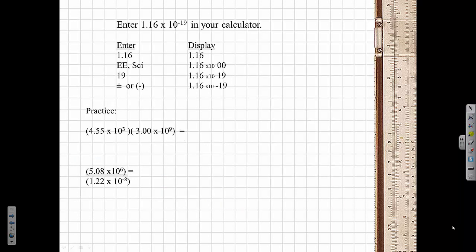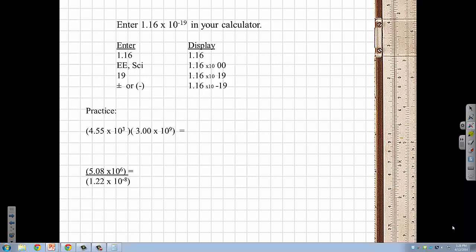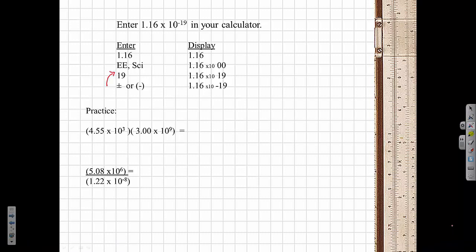What if we had a negative exponent? Well, very similar. Enter the coefficient, 1.16, the display reads 1.16. Press your EE or SCI button. Now we have the zeros out here. These next two steps kind of depend on your calculator. Some calculators will ask you to put the negative sign in first. Some calculators ask you to put the 19 in first, and then you press the change sign button or a minus sign to change that.